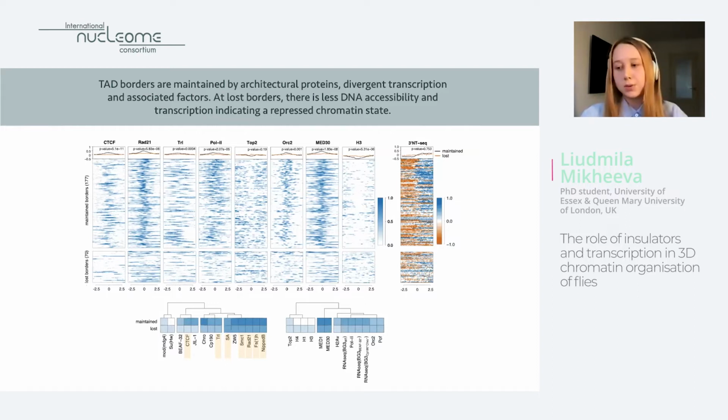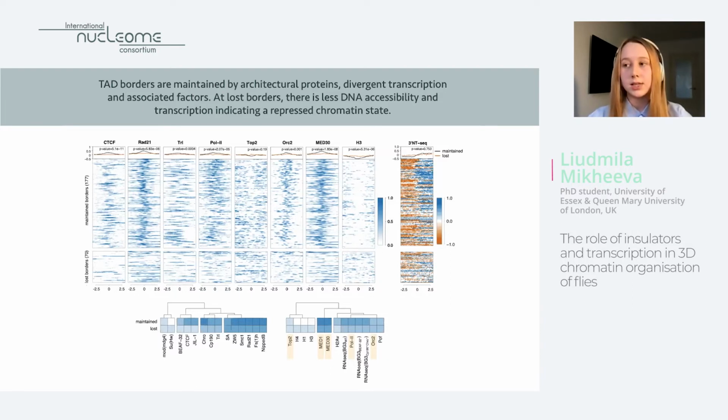So CTCF was partially present at the maintained borders, approximately at half of the borders. But there was a strong enrichment of cohesin at the majority of maintained TAD borders. So we see the cohesin subunits RAD21, NIPPED-B, and SMC1. Also, we see significantly lower histone levels like H1, H3, H4 at maintained borders, indicating the presence of highly accessible DNA. The maintained borders were also enriched with POL2, mediator complex, and ORC2, plus strong divergent transcription at the maintained borders.